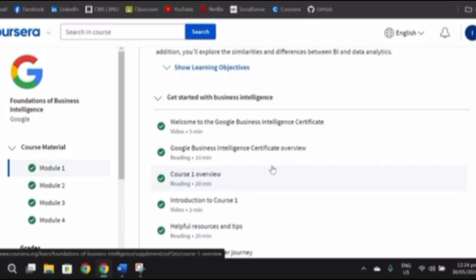BI analysts are employed by various types of organizations, ranging from large corporations to small businesses, across industries like financial, healthcare, retail, technology, essentially any organization that relies on data for decision making. The role of BI within an organization is to transform data into actionable insights that can drive strategic decisions.